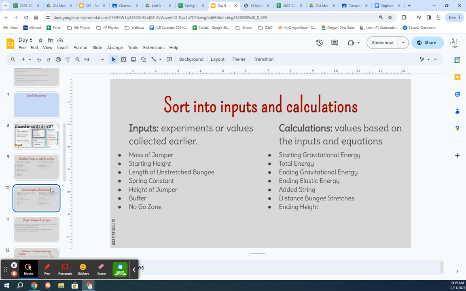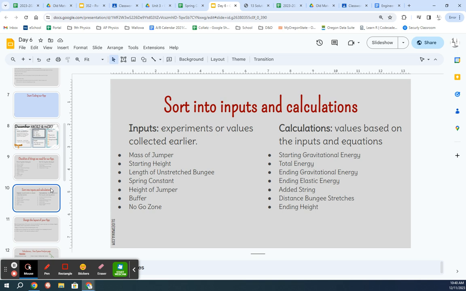The height of the jumper. Again, you'd have some way of measuring the height of these jumpers as they come up. For us, measuring the height of our water bottles is pretty easy. The buffer and no-go zone, these are based on the poster, right? This poster that we're going to be using to try and figure out where we're trying to jump to. So that poster is going to be what we measure to figure out the buffer and no-go zone.